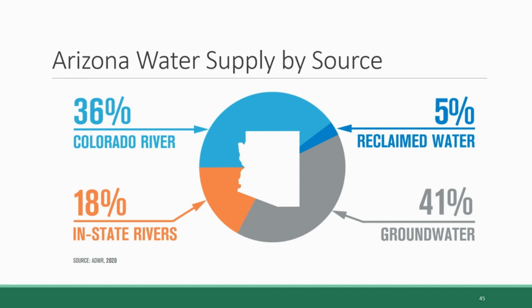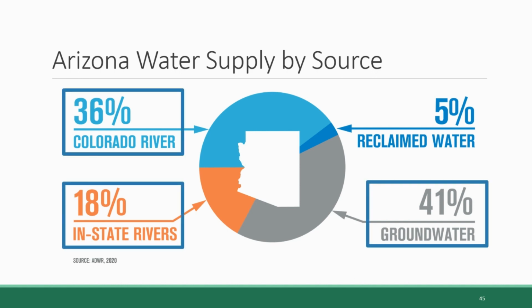But among the other categories of usable water, 36% of our water is sourced from the Colorado River, brought down from the northern parts of the state in canals. 18% is sourced from in-state rivers like the Salt River and the Verde River, and 41% is groundwater that comes from aquifers. So all 3 of these are blue water sources. The remaining 5% is reclaimed water. So this is the gray and black water sources combined and labeled reclaimed water.